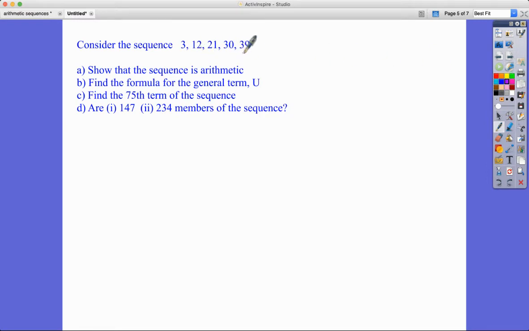Consider the sequence. Here automatically we can see that u1 equals 3. The common difference looks like it's 9. Show that the sequence is arithmetic. Well, we've just shown that the common difference equals 9. As long as we can just say that, that's fine. And that's what defines an arithmetic sequence, if it has a common difference. Find the formula for the general term. Sorry, there should be a small n there.